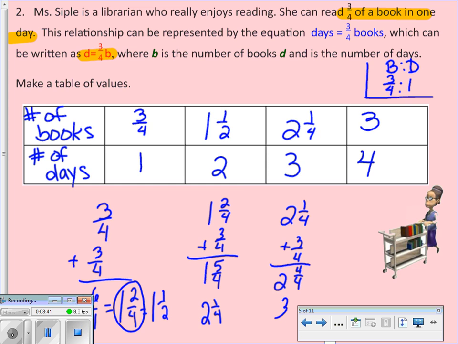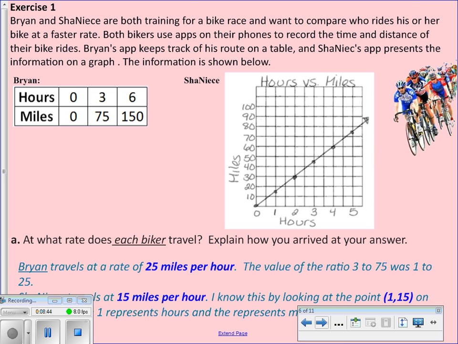All right, let's continue. And let's take a look at exercise 1. I like this one. It's about bike racing. Brian and Shanice are both training for a bike race and want to compare who rides his or her bike at a faster rate. Both bikers use apps on their phones to record the time and distance of their bike rides. Brian's app keeps track of his route on a table, and Shanice's app presents the information on a graph. The information is below. So there's Brian and there's Shanice.